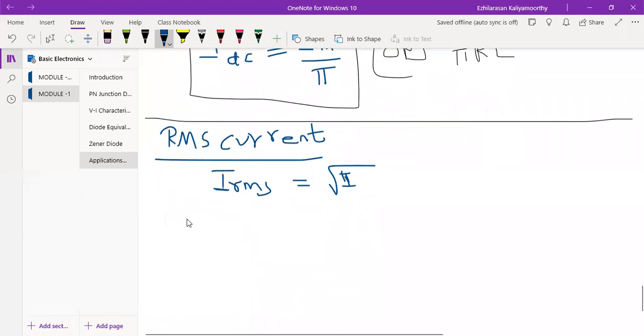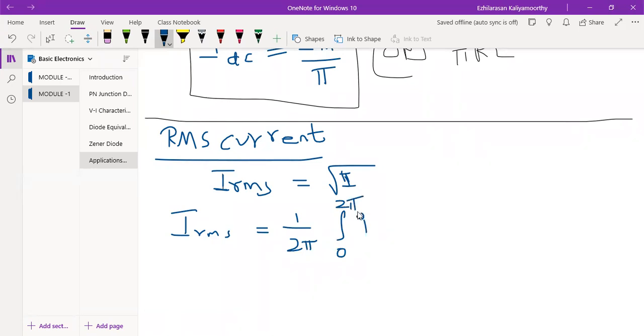So IRMS is equal to the integration of I, which we already know, right? Previously we wrote it. So let me do it like this: 1 by 2 pi, then integration of 0 to 2 pi of I squared d omega t, then the whole power 1 by 2. I hope you got it now. The whole power 1 by 2.